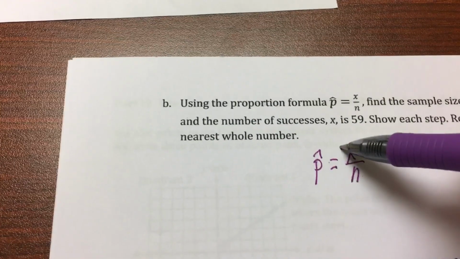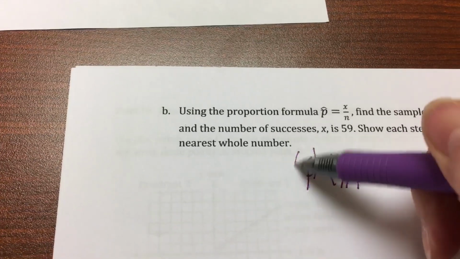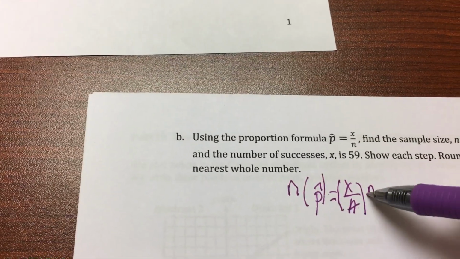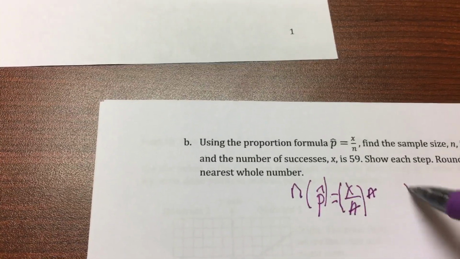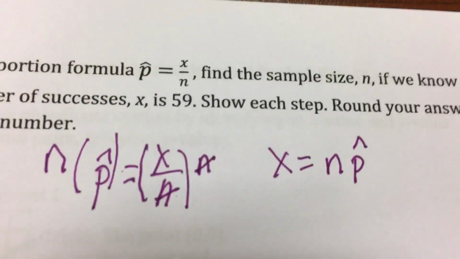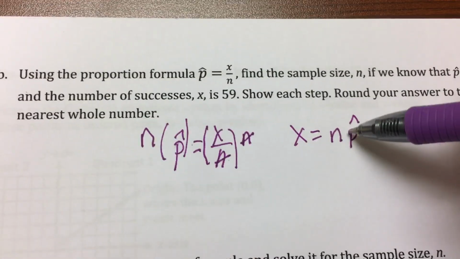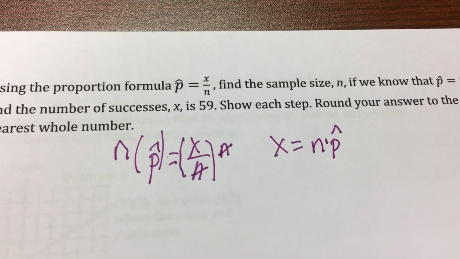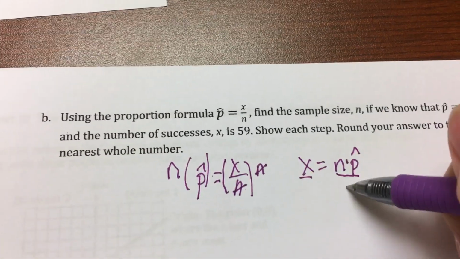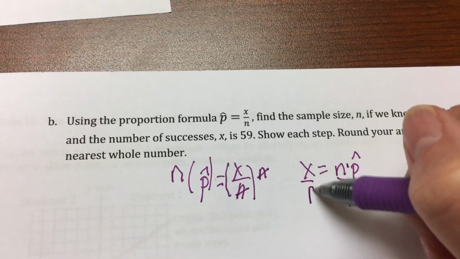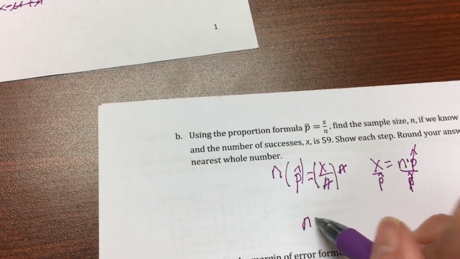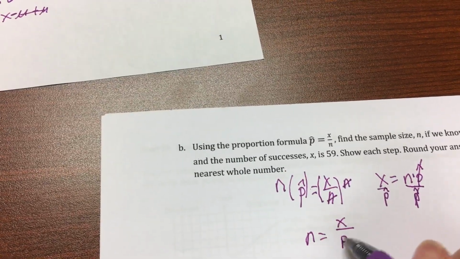So I'm going to come and put parentheses around both sides of my equation. I'm going to write the n on both sides, and then these will cross out. So right now I have x equals n times p hat. Now, what I'm trying to do is get n alone. Remember, this is being multiplied right there. So the opposite of multiplication is division. I want n alone, so I'm going to draw a fraction bar, and put p hat. And now these cross out. So I have a new equation that says n equals x divided by p hat.